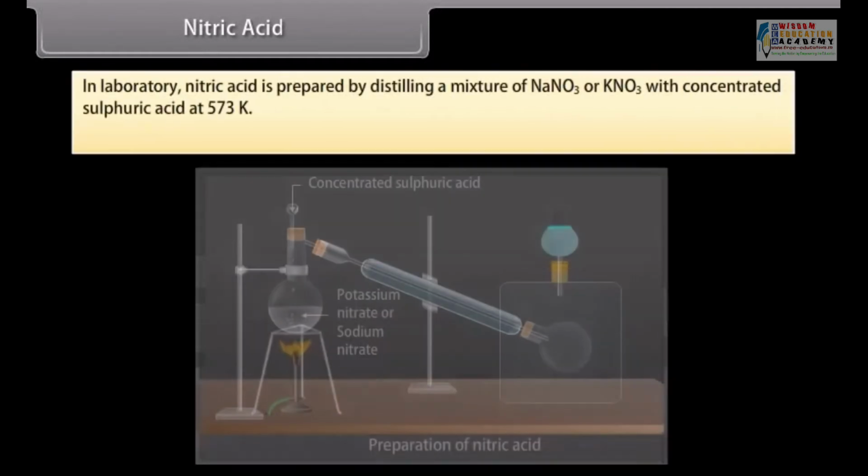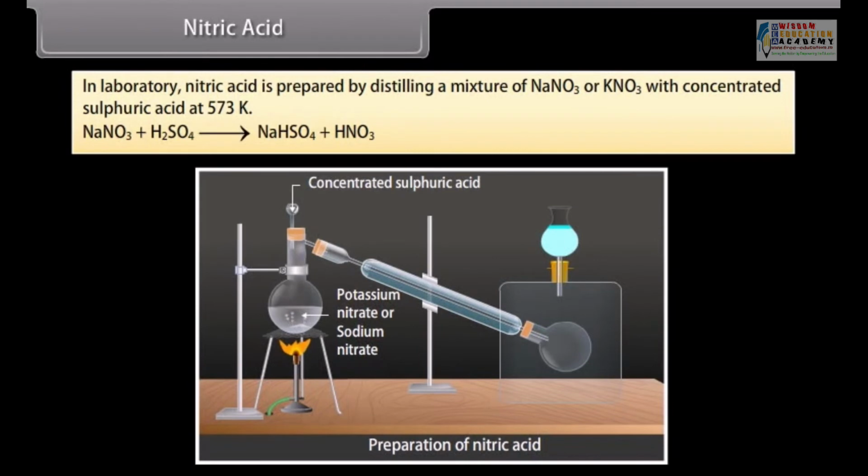Nitric acid. In the laboratory, nitric acid is prepared by distilling a mixture of NaNO3 or KNO3 with concentrated sulfuric acid at 573 Kelvin. On a large scale, nitric acid is manufactured by the Ostwald process.